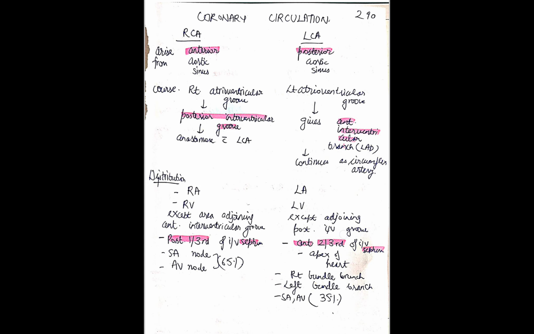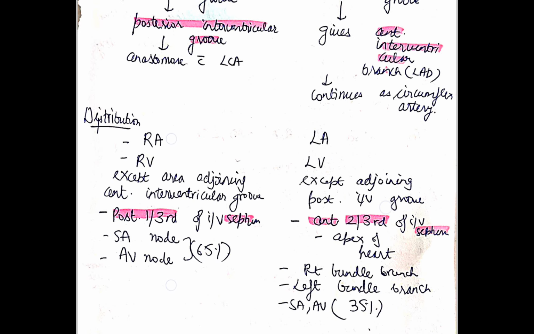Which artery is there? Left artery. So that will be supplied by the left artery. And the posterior interventricular groove region of the left atrium and the left ventricle will be supplied by the right coronary artery. Then we have the interventricular septum, which is supplied in the anterior two-thirds by the left coronary and the posterior one-third by the right coronary.